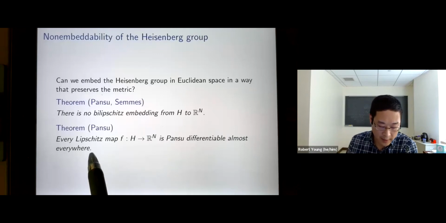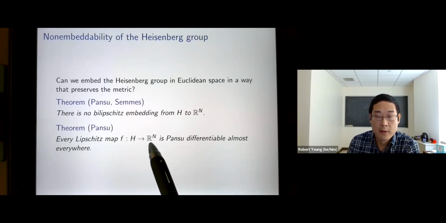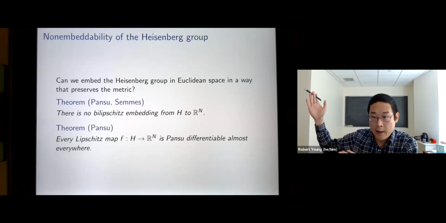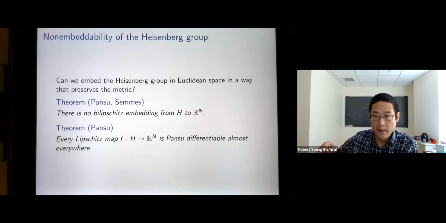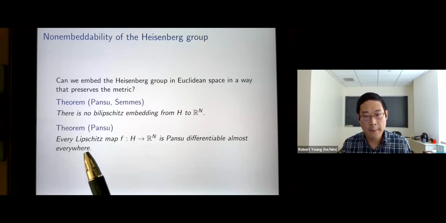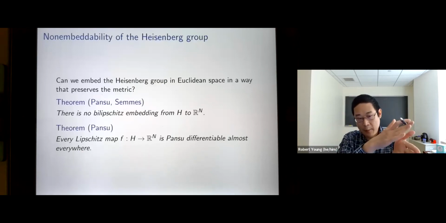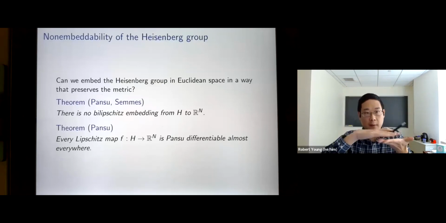And that leads to this non-embedding result because if you have a homomorphism from a non-commutative group to a commutative group, it has to kill the commutator subgroup. And the commutator subgroup of the Heisenberg group is these vertical lines, this z direction. So every Lipschitz map from the Heisenberg group to R^n looks like a homomorphism at sufficiently small scales, but those homomorphisms collapse the vertical direction, collapse the z direction.